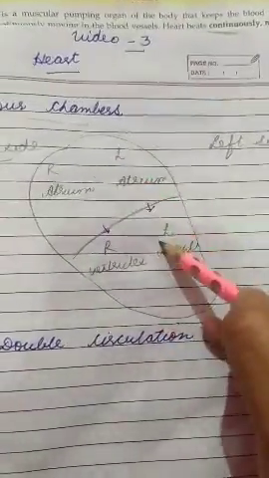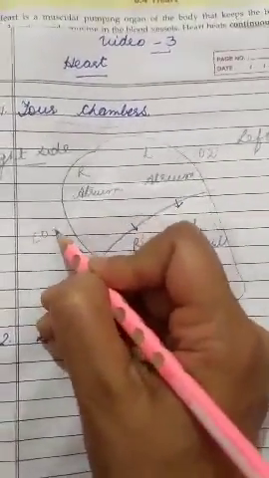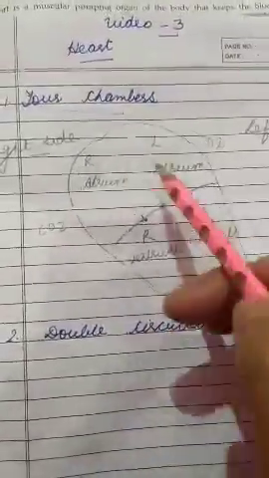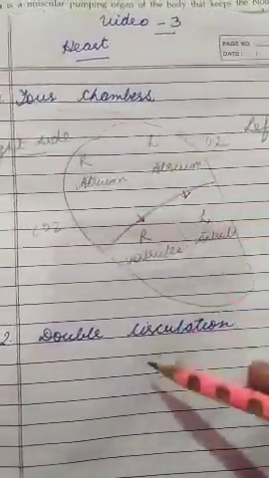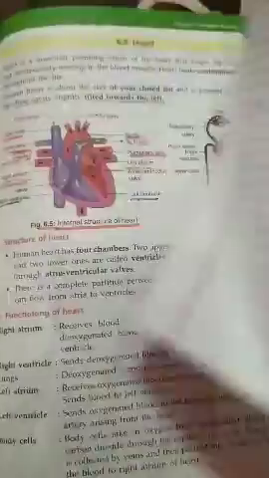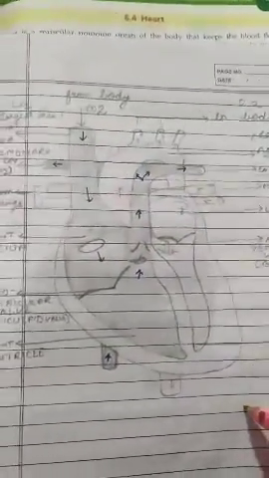Basically the left side has the oxygen rich blood and the right side has the carbon dioxide rich blood, and in the heart blood comes twice. So it is known as the double circulation that we will study later on. As I have told you, the heart is a little bit in the center, tilted towards the left side. Now first we will study the structure.